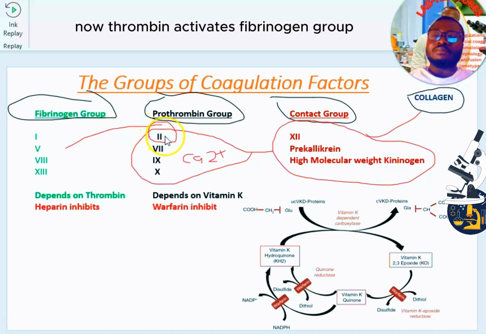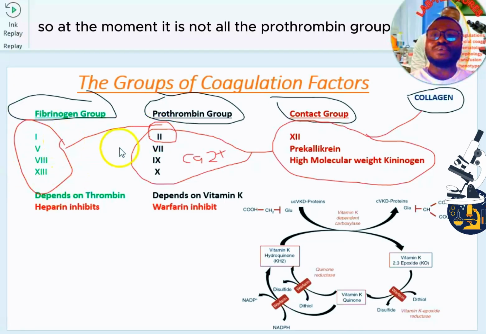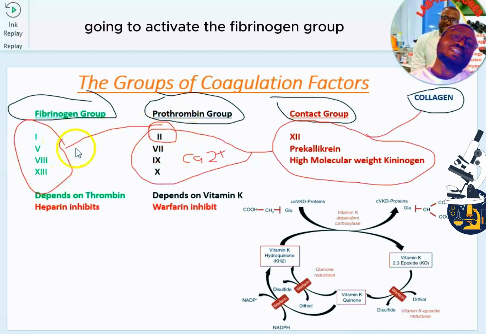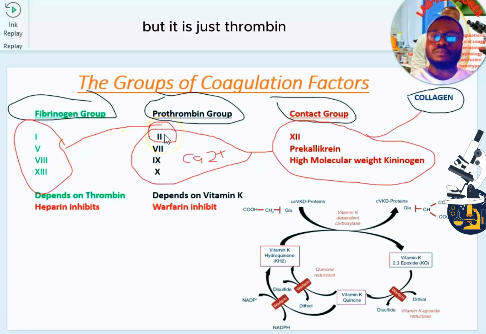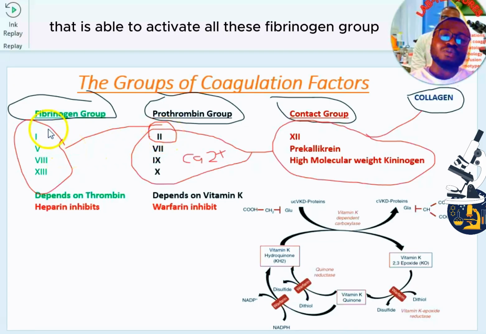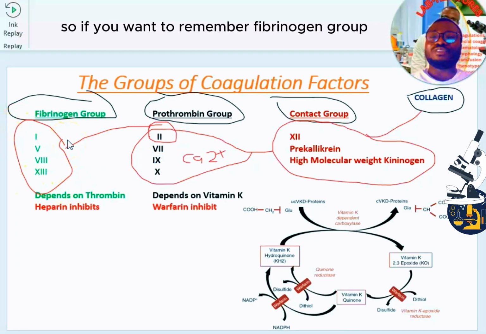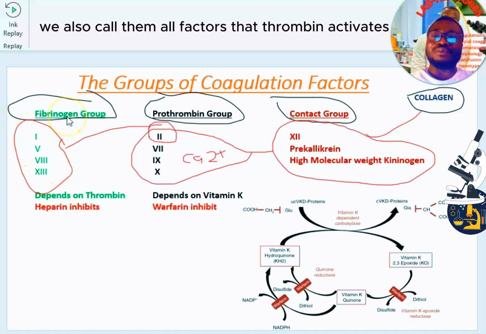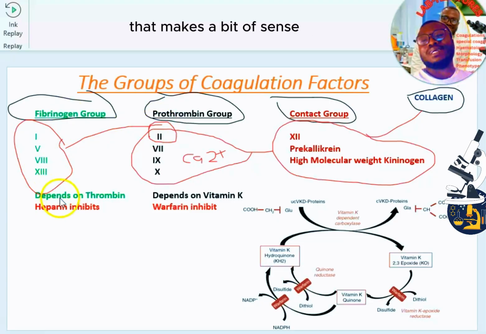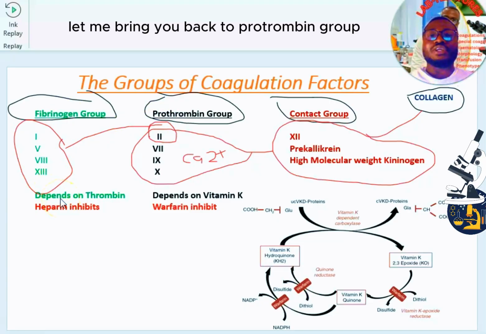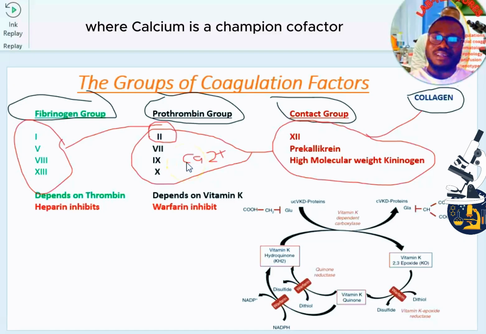Now, thrombin activates the fibrinogen group. So it is not all the prothrombin group that activates the fibrinogen group, it is just thrombin that is able to activate all these fibrinogen group factors. So if you want to remember the fibrinogen group, we also call them all the factors that thrombin activates. That makes a bit of sense. Let me bring you back to the prothrombin group, where calcium is a champion cofactor.